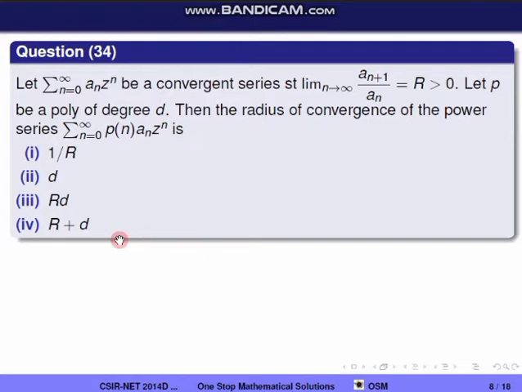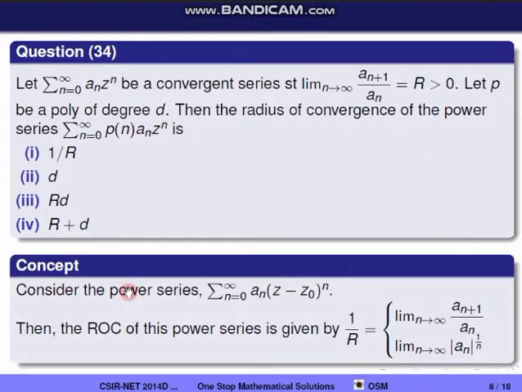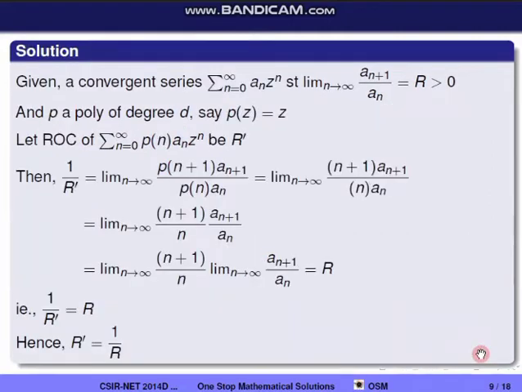We look into the concept used. Consider the power series sum from n = 0 to infinity of an (z - z0)^n. Then the radius of convergence R of this power series is given by 1/R equal to the limit as n tends to infinity of |a(n+1)/an|, or the limit as n tends to infinity of |an|^(1/n). Now we will move on to the question.